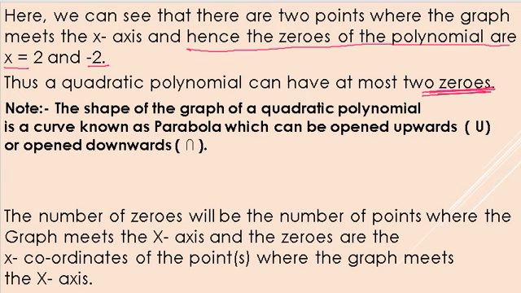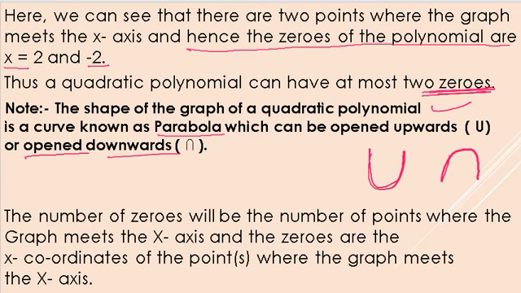Note the shape of the graph of a quadratic polynomial. You see that it is a curve known as a parabola, which can be open upward or open downward. We call it this type of shape when we plot the points on the graph paper to get the zeros, and it's formed like this shape. That is called the parabola of a quadratic polynomial.